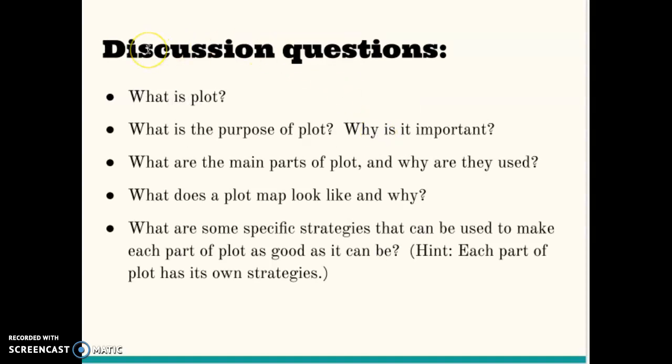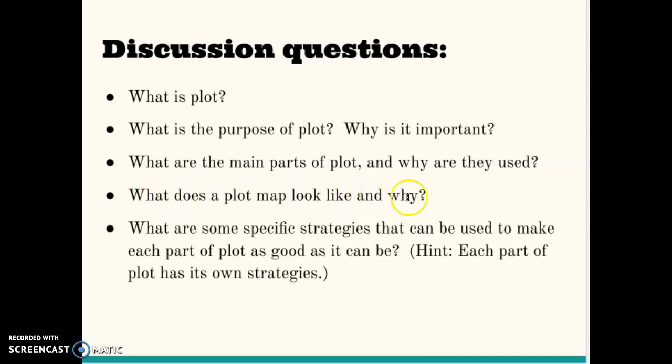So last slide, I'm not going to have you write down the answers to all these questions, but these are just things to think about. What is plot overall, and what is the purpose of a plot? Why is it important? Have you ever had someone come up and tell you a story, and at the end of the story you're like, cool story, bro. I don't really know what the point of that was. Well, they probably didn't have all the elements of plot in there. So why is plot so important? Because it makes for a good story.